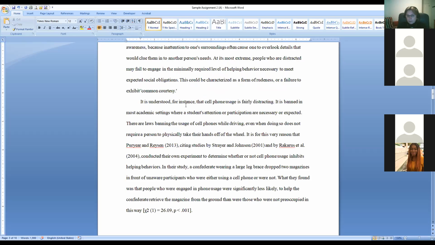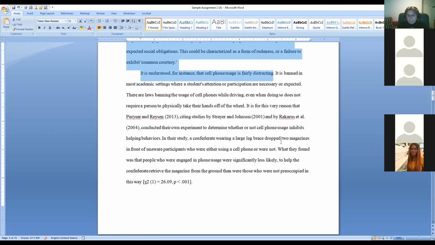Now, of course, we're moving to the second paragraph, and here we have cell phone usage. And here's your transition sentence. They say that cell phone usage is distracting, because they started talking about distraction in the first paragraph. So here is your transition from the first to the second. And in this paragraph, as you can see, they're discussing the research article by Perea and Ryson, giving us just enough information to understand.